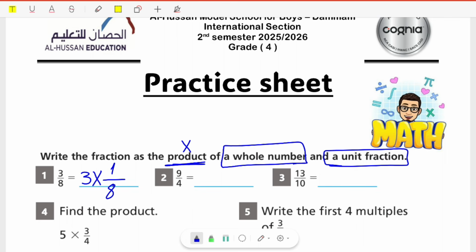Now let's go to the second question. Here we have 9, the whole number, multiplied by 1 over 4. This is the whole number and the unit fraction. The same thing here, 13 multiplied by 1 over 10. So that's all about multiplying a whole number and the unit fraction, and we said that the unit fraction means 1 over any number. So 13 multiplied by 1 over 10.